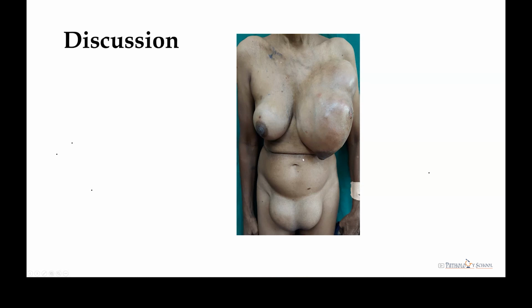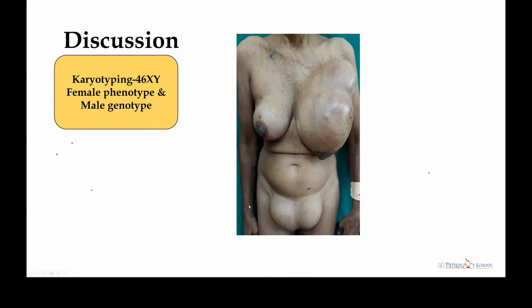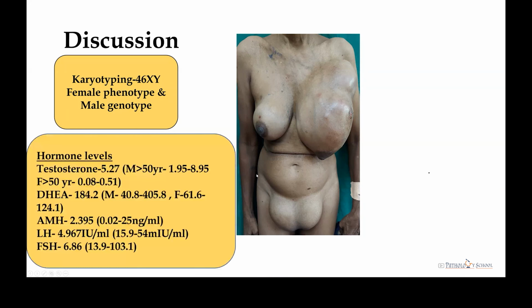On radiology, no uterus and no ovaries were visualized. So karyotyping was done. The karyotyping revealed 46XY with a female phenotype and a male genotype. Her hormonal studies showed testosterone and DHEA, which is a weak androgen, in the normal range. AMH was again in the normal range. LH was in the normal range. FSH was a little reduced.